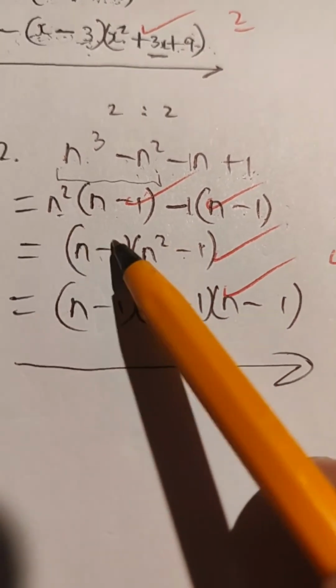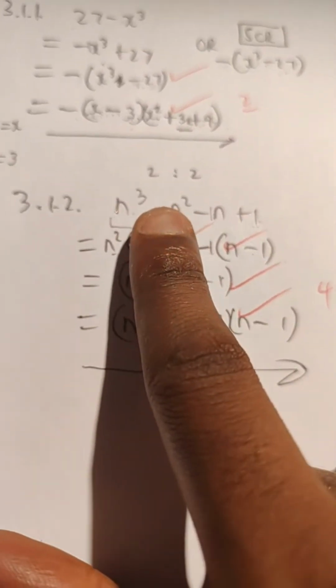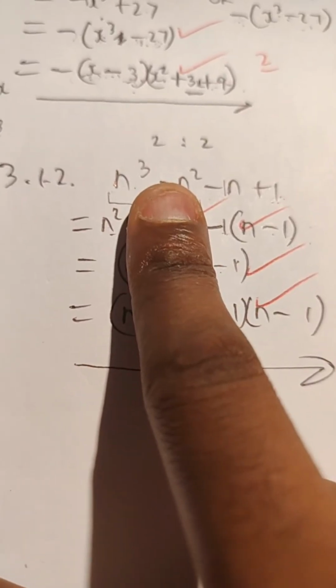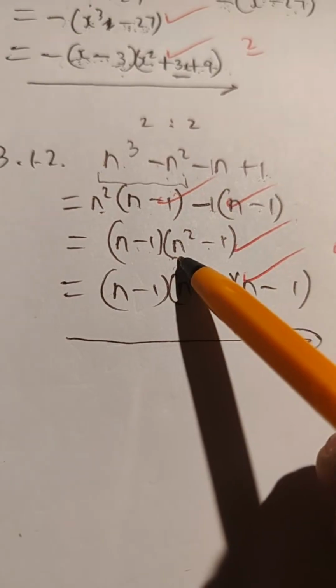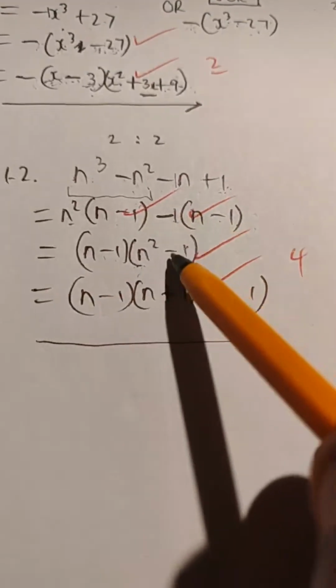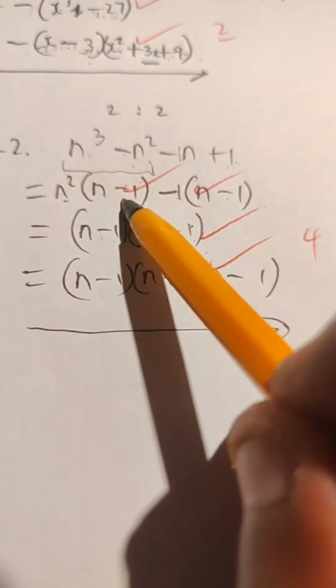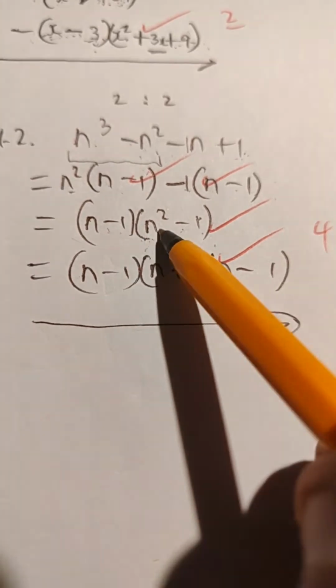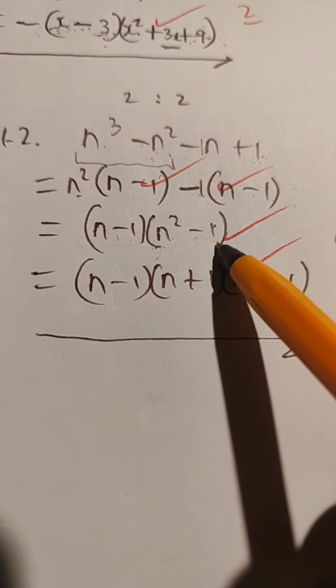So we can write n minus 1. And when we write n minus 1, the question is, when we take it out, what's left over on the left? We are left with n squared. What is left over on the right? We have -1. So that is factorizing, taking out a common bracket of n minus 1. We're left with n squared on the left, and -1 on the right.